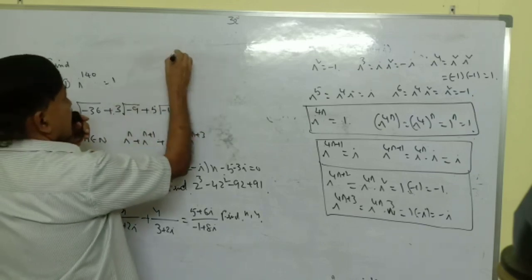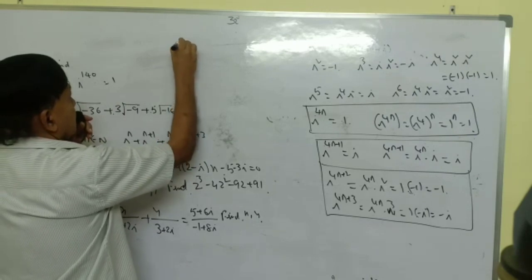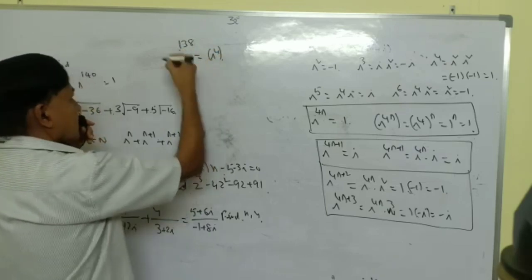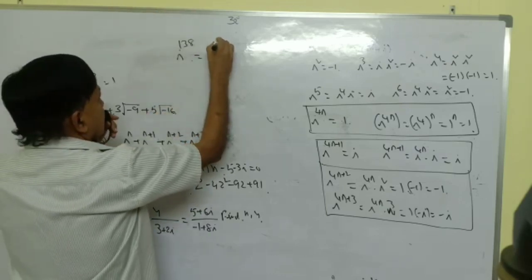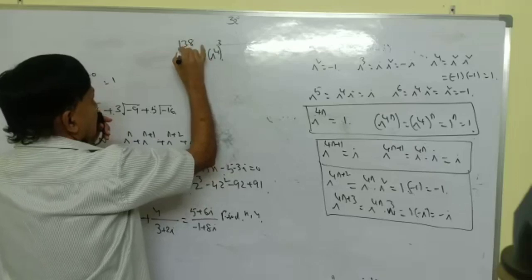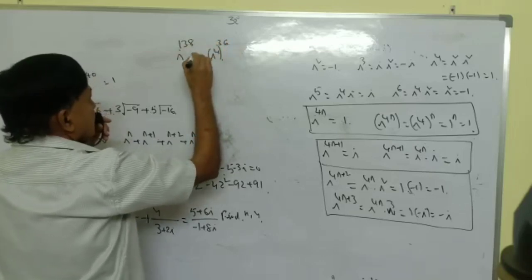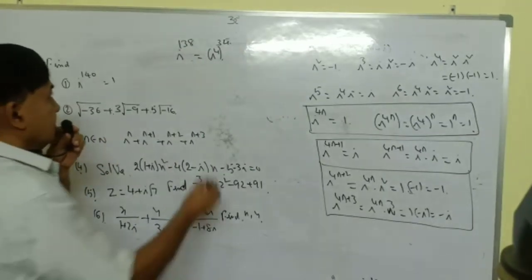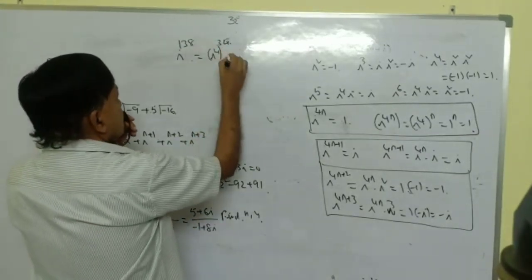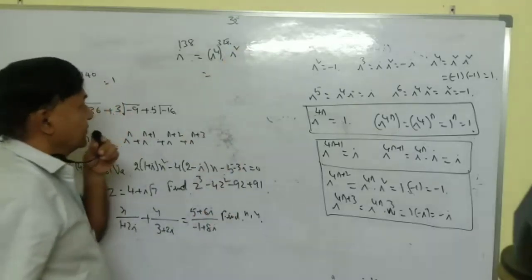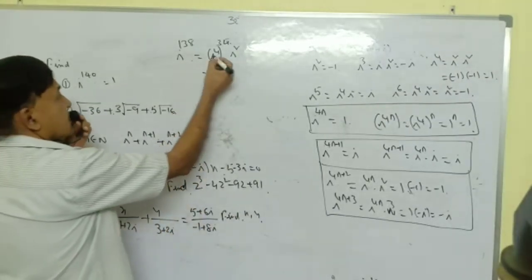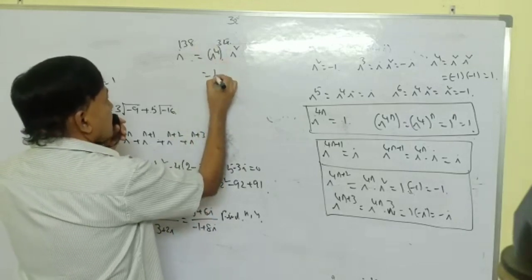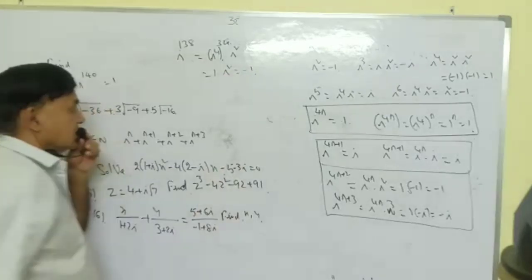Had it been, let us say, i to the power of 138, you should first put i power 4. Divide with 4: 4 3s are 12, 4 4s are 16, so 136. So into i square you write. So this is i power 4 whole power 34 into i square. This is 1, i square is minus 1. Like that.